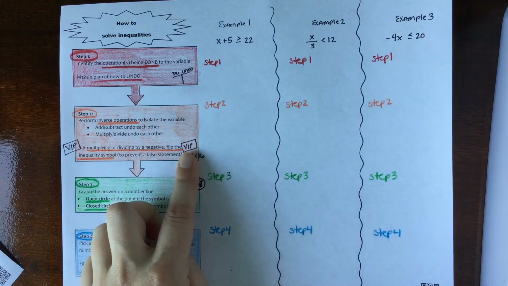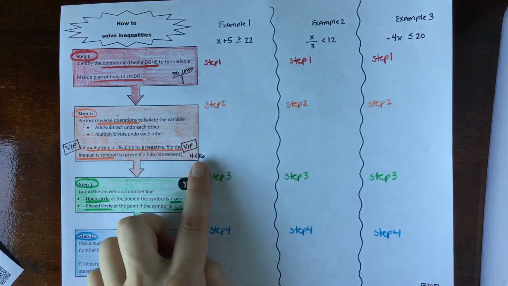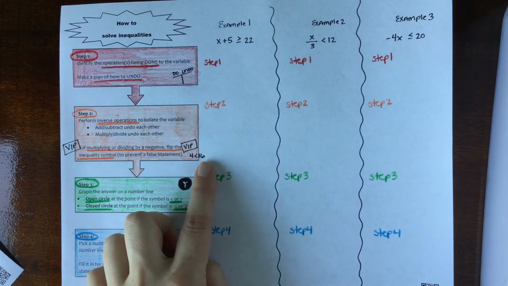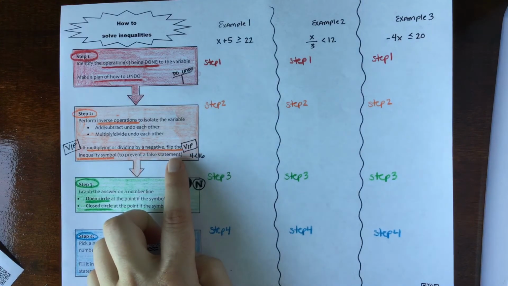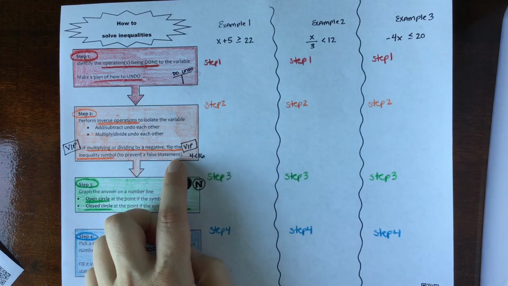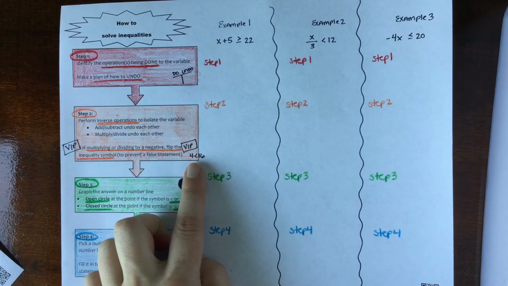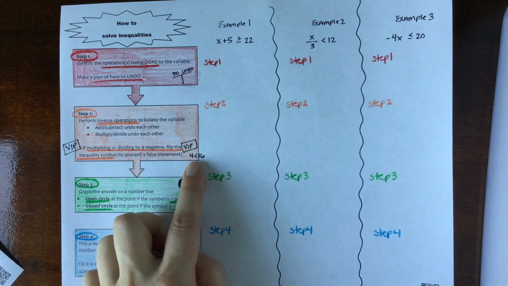If you're multiplying or dividing by a negative, flip the inequality symbol to prevent a false statement. And I wrote a little 4 is less than 16 because this step is what was discovered in the Desmos activity with the sunglass and poop emoji. You saw that whenever you multiplied or divided by a negative number, the statement was false. So to correct for that, we need to invert our inequality symbol.